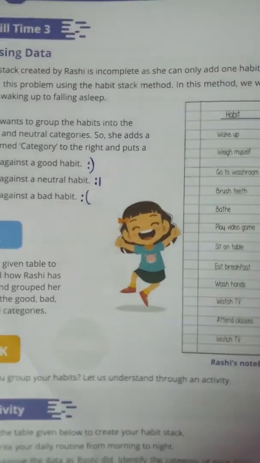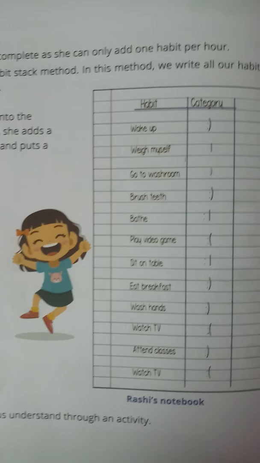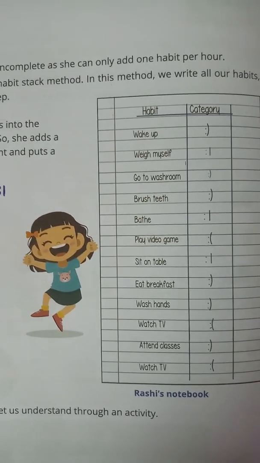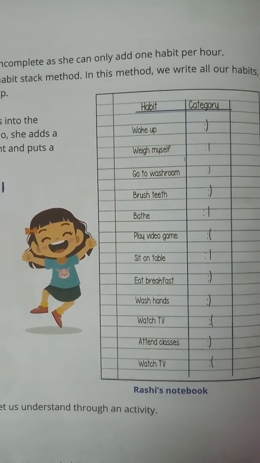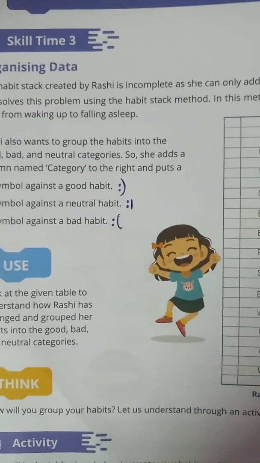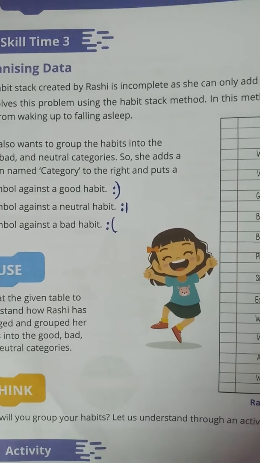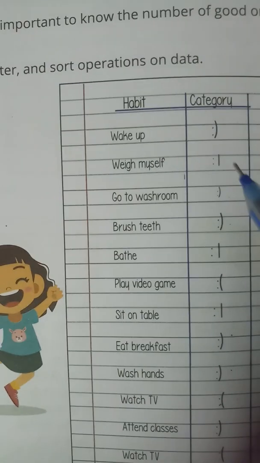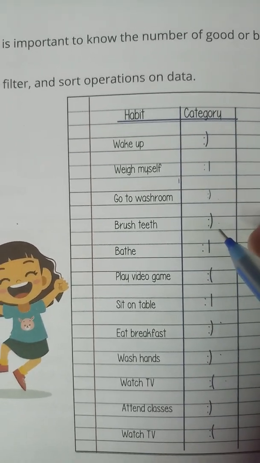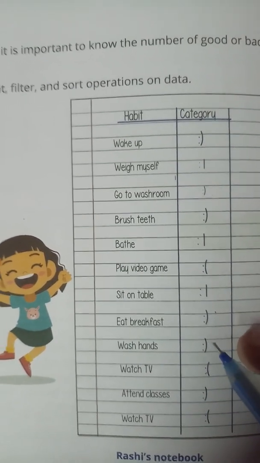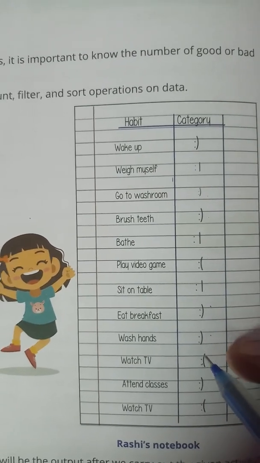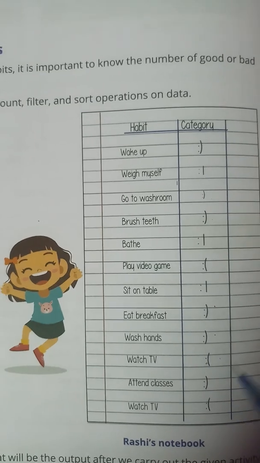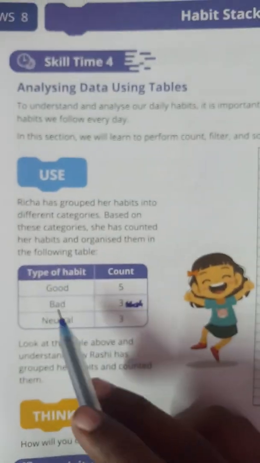In the last class we learned that we gave different symbols for good, neutral and bad habits. What is the symbol for a good habit? Colon and closing bracket. So here 1, 2, 3, 4, 5. There are 5 good habits.